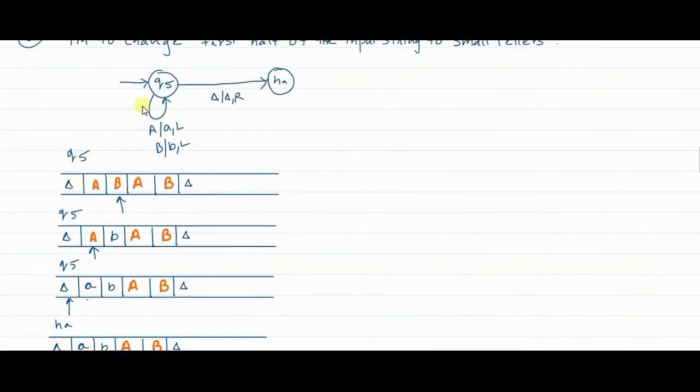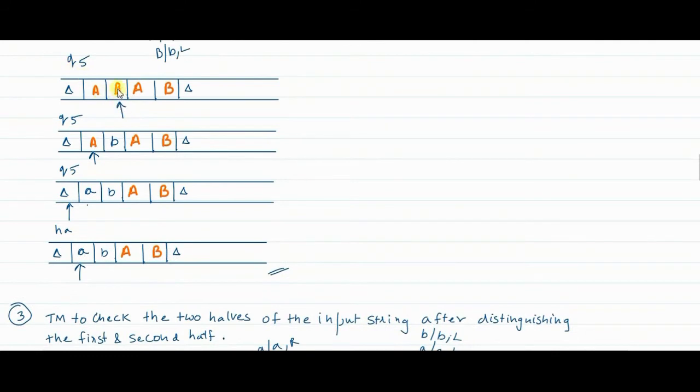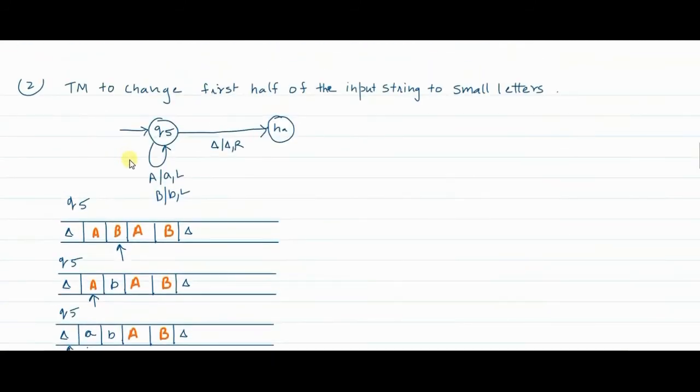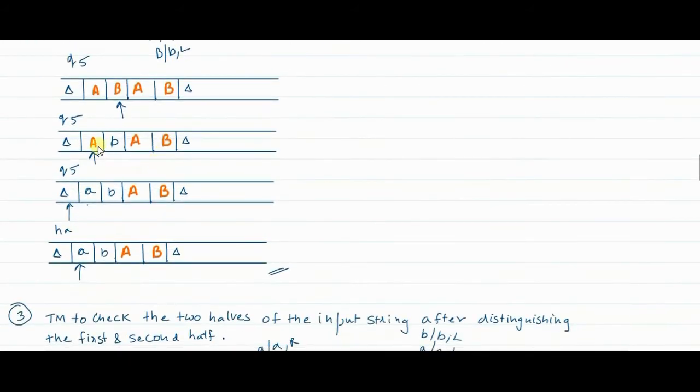So now let's start. We are in Q5 and capital B is encountered. So capital B will be replaced with small b, the pointer moves to the left, and we are in Q5 only. We have changed this capital B to small b, and the pointer moves one place to the left. Now in Q5 again, when capital A is encountered, capital A will be replaced with small a and the pointer moves further to the left in the same state. So this A encountered in Q5 we also convert to small a, and the pointer still goes to the left. Fine. So all of the first half of the string is converted to small alphabets. Now I think the Turing machine can distinguish.